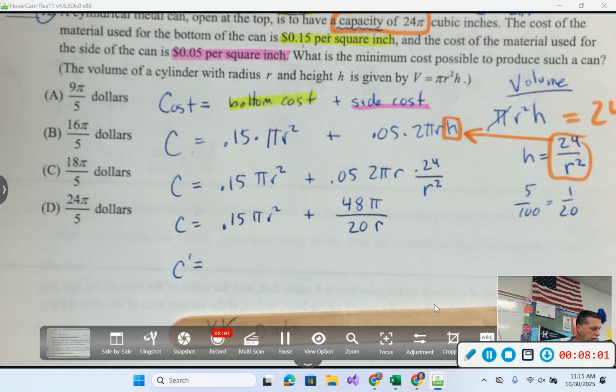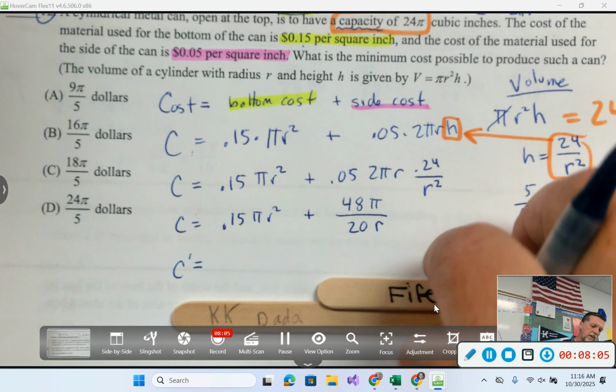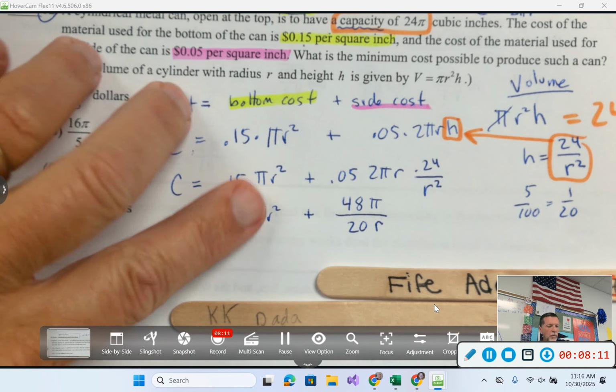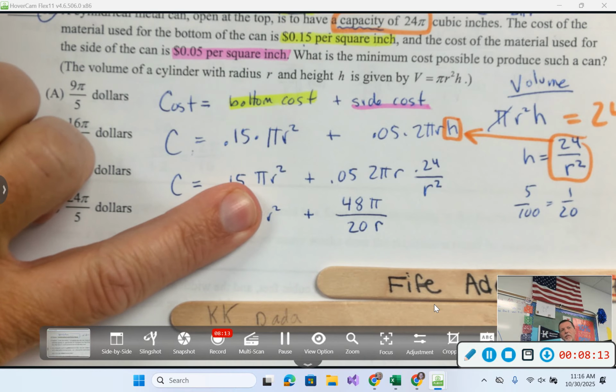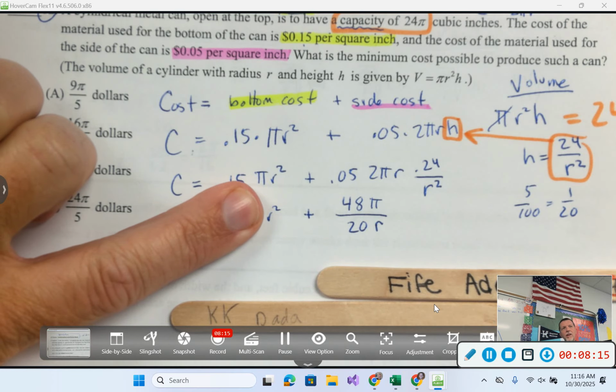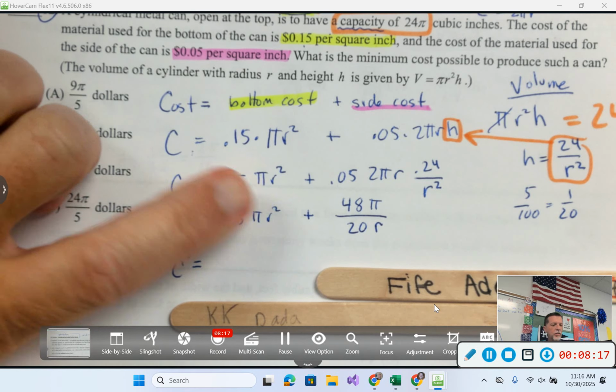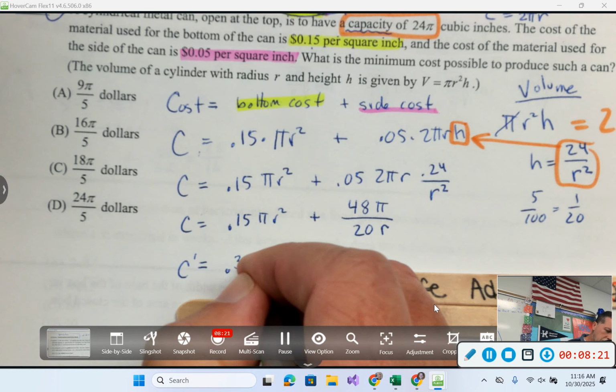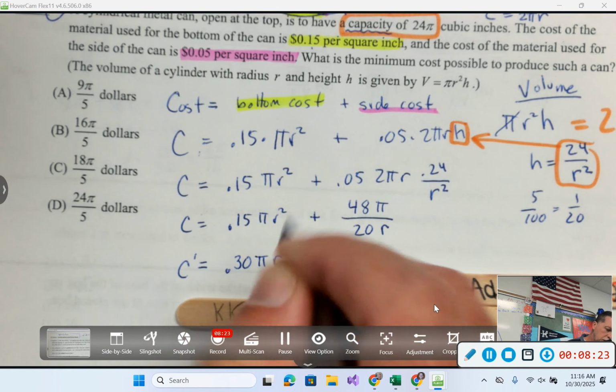How about the derivative of 0.15 pi r squared? Don't worry about the 0.15 so much, right? How do I take a derivative of r squared? Yeah. So 2r times the stuff that's already there. So, perfect.